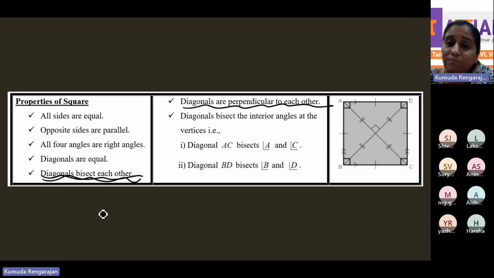But are the diagonals perpendicular to each other? Yes, they are perpendicular only in a rhombus and in a square. Diagonals are not perpendicular in a parallelogram and in a rectangle.